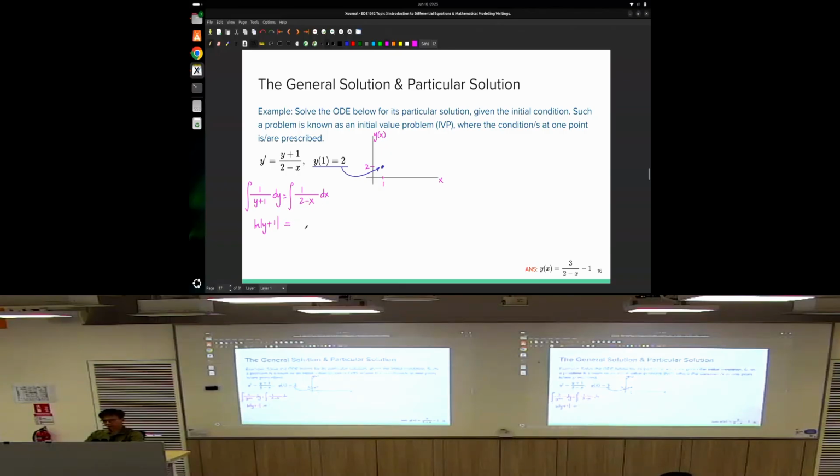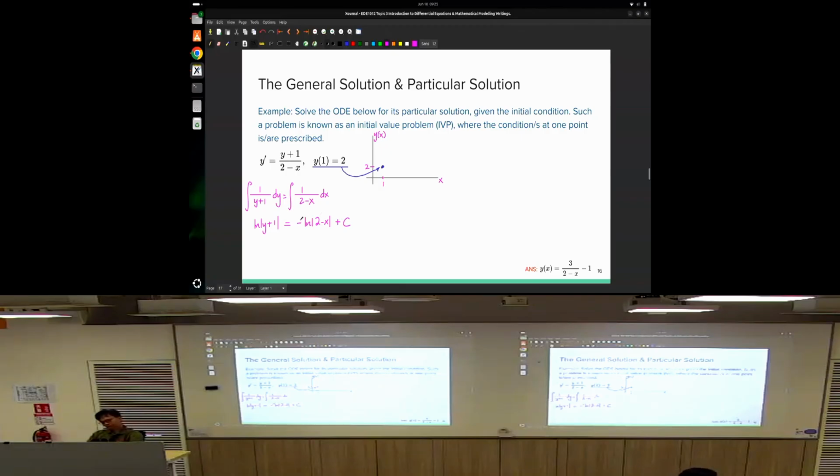Then this one, you have to be careful. This is actually minus ln of 2 minus x, then plus c. Why is it minus? Because of the chain rule. If you differentiate ln of 2 minus x, you're going to get 1 over 2 minus x. Then because of the minus x, you have to apply the chain rule. So you differentiate minus x, you get a minus 1. Therefore there's a minus in front.